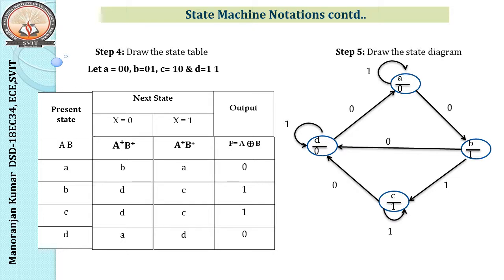The only difference is that in Mealy, the output will be written along with the input, separated by a backslash, and here the output is written inside the state only, that is, inside the circle only. Hope all of you have understood this.